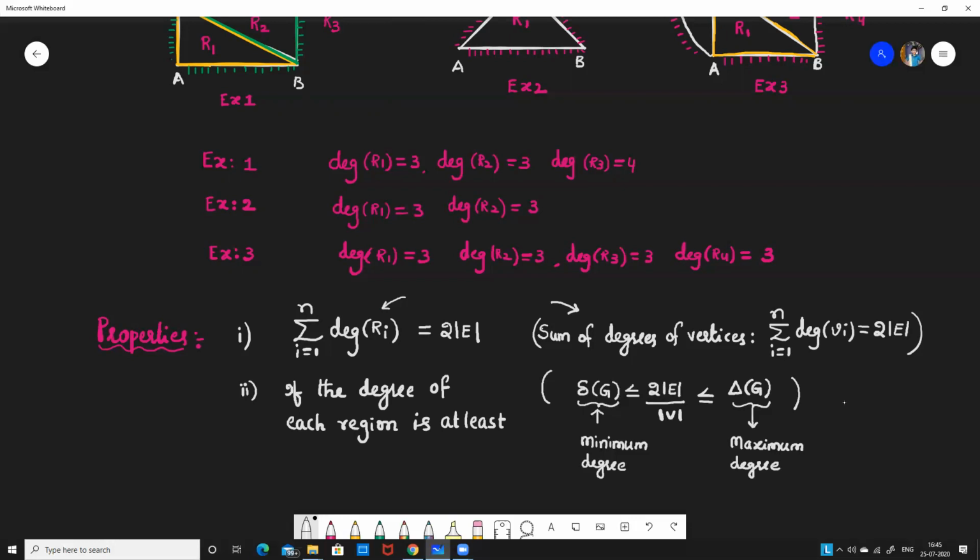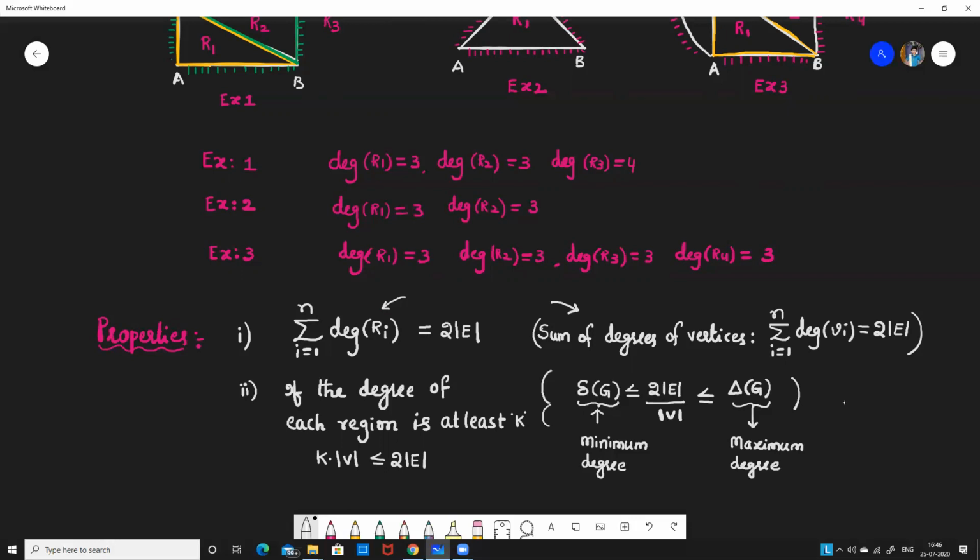Minimum degree at least k, then it must satisfy the condition on the minimum degree of regions, small delta of R. Of course, here we cannot denote it like this. Let me write this one. If the degree of each region is at least k, then it must satisfy the condition k times the number of vertices must be less than or equal to 2 times the number of edges.